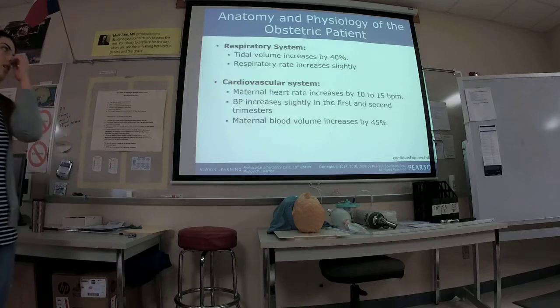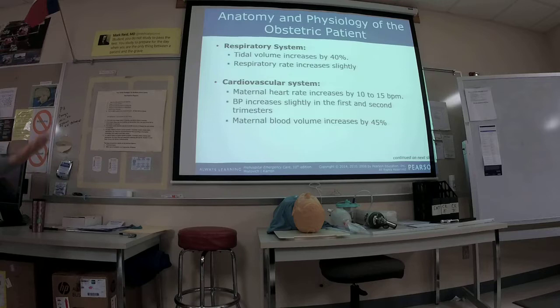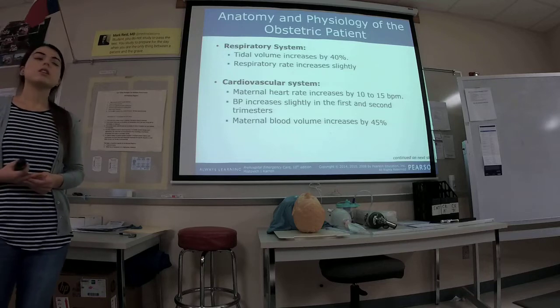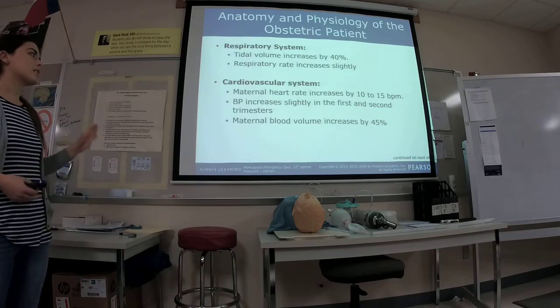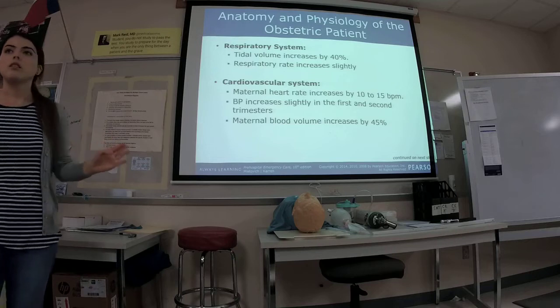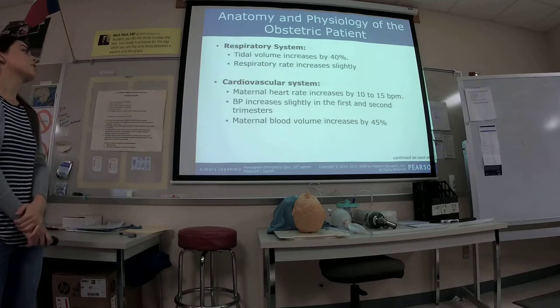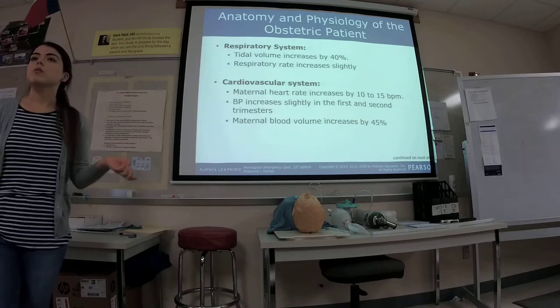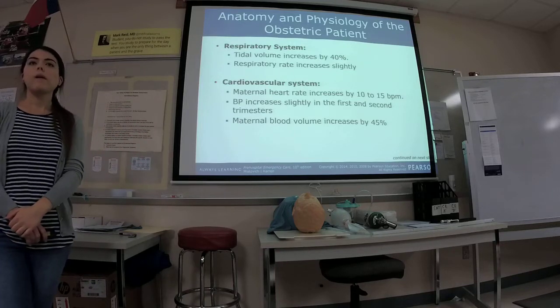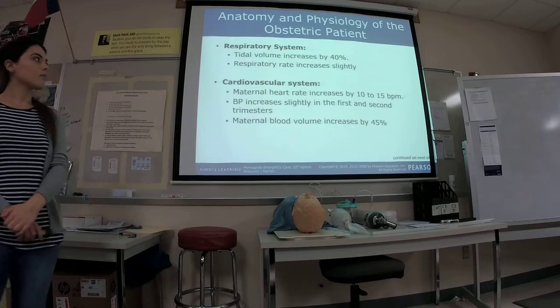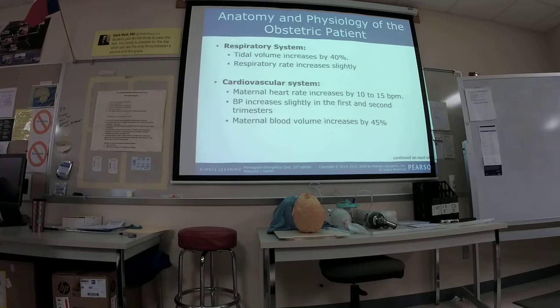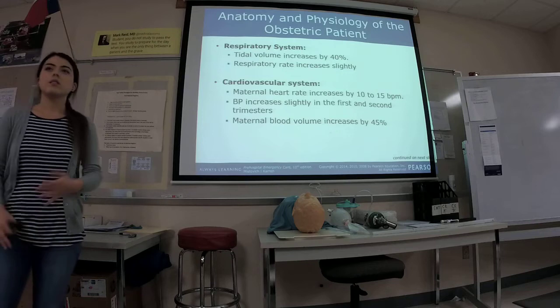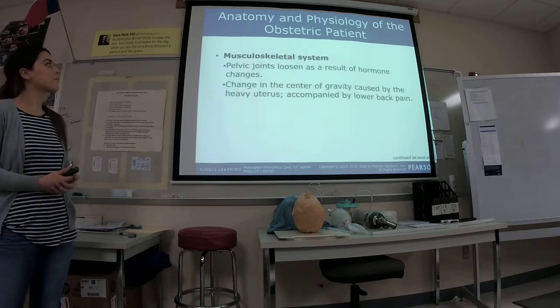Same thing with the cardiovascular system: increased maternal heart rate by at least 10 to 15 beats per minute. The blood pressure is also going to increase slightly, but then it's going to return to normal during the third trimester. Then, like we said before, her blood volume is going to increase by 45%. So when you're taking vitals, remember that everything's going to be a little bit more elevated.